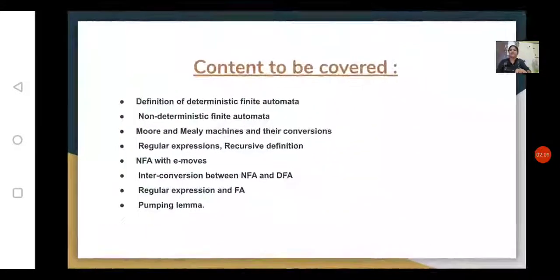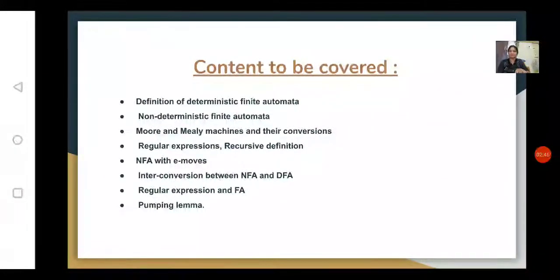Now let's see the content to be covered in unit 1. First is the definition of deterministic automata. As finite automata are of two types, deterministic and non-deterministic, firstly we are going to deal with the definition of deterministic finite automata. Based on that, we will study some problems, and after that non-deterministic finite automata. Then we are going to see the two types of machines, that are Moore and Mealy machines.